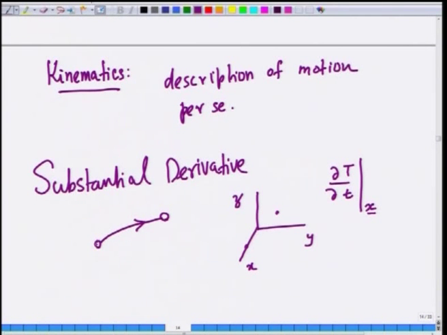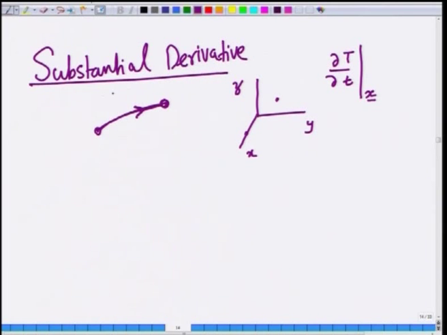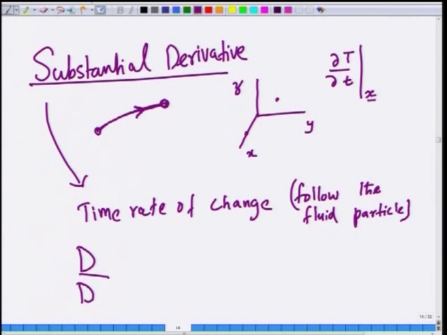But often we want to address the question as to what is the rate of change of temperature, or any other quantity, as you follow the motion of a fluid particle. That is given by the substantial derivative. So this is the time rate of change of any quantity following the fluid, as you follow the fluid particle. Essentially this is denoted by this capital D symbol.